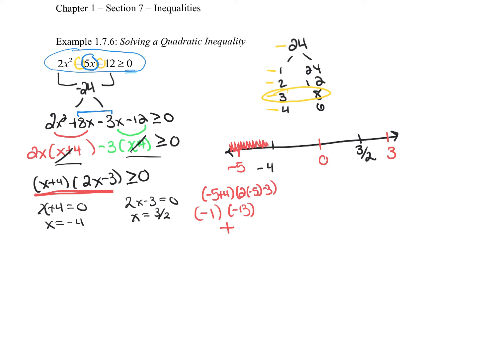I can equal 4 because it says equal to right there. So my 4 gets a closed dot, and my 3 halves gets a closed dot. When I plug in 0, I get 0 plus 4, 2 times 0 minus 3. This is going to be a 4 and a minus 3, which is going to result in a negative, so I'm going to shade below.